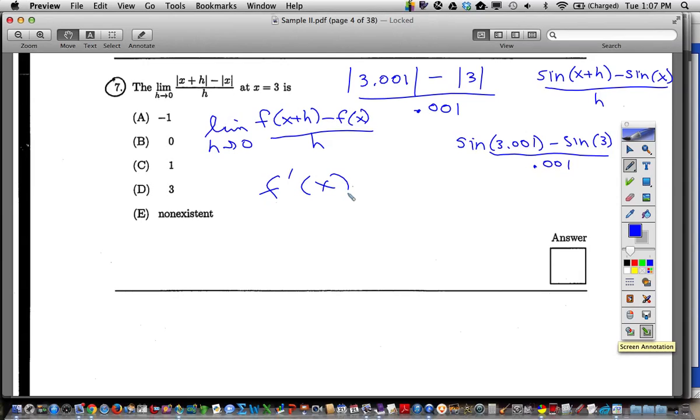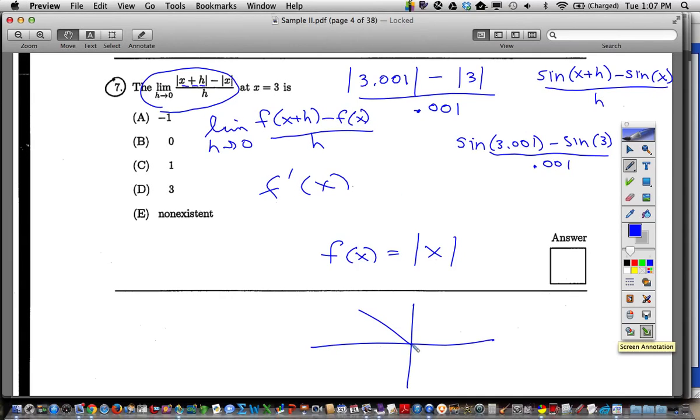And remember we did those worksheets where when you look at this, you're supposed to identify the function that this is the derivative of. And the key is you look right here where the x plus h is, that must be where the x was, right? So what function is this? This is the absolute value function. So we all hopefully know the absolute value function is this. At 3, what's the slope? 1. Okay, 1.